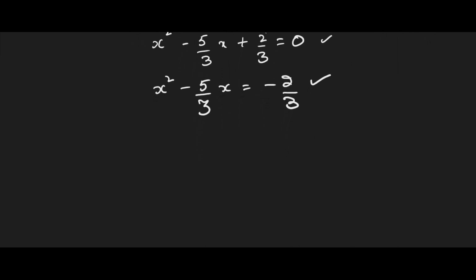Okay. So now to make left hand side a perfect square, what we'll do is consider this coefficient of x square, minus 5 by 3, and divide it by 2. So this becomes minus 5 by 6. So add the whole square of minus 5 by 6 to both the sides.